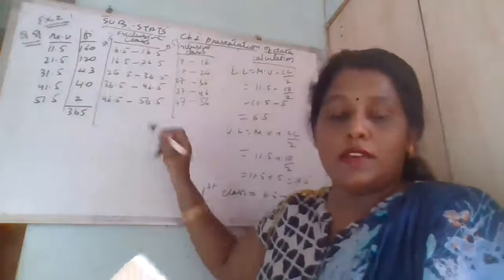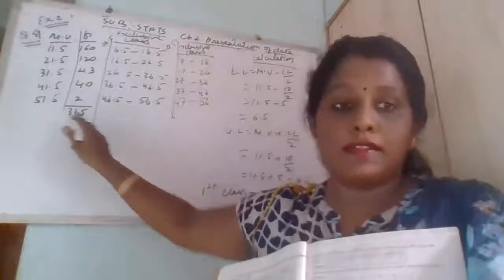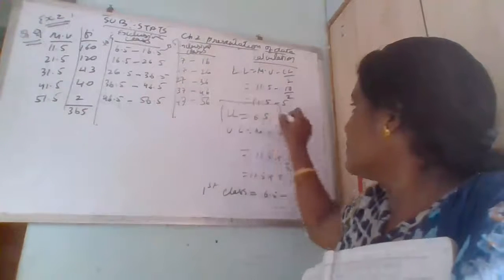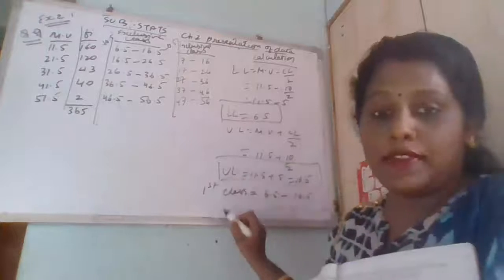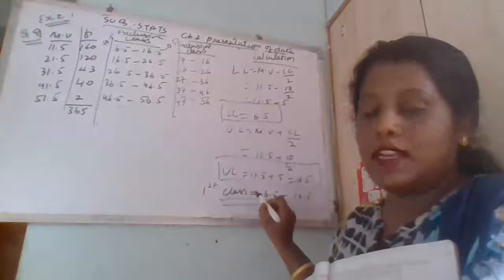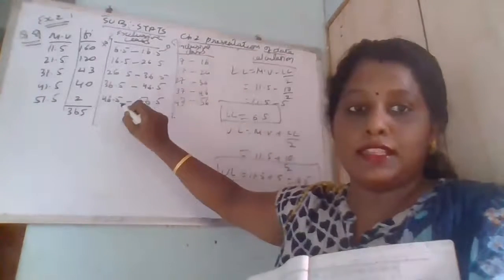With the help of this question, this mid value and frequency, you got the lower limit and upper limit. With the help of that, you got your first class, right? So this is your first class. This class is in exclusive, so first you have to write the exclusive class.